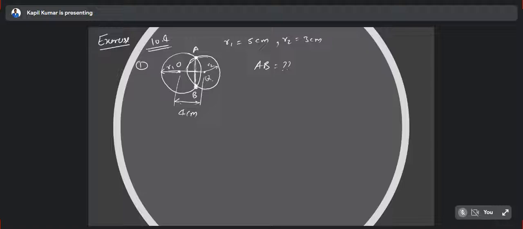So here we will apply the theorems. Let's suppose the point of intersection between the chord and the line joining the centers is M.